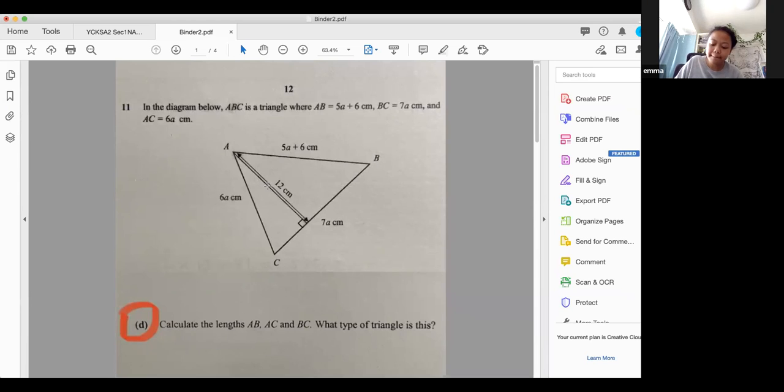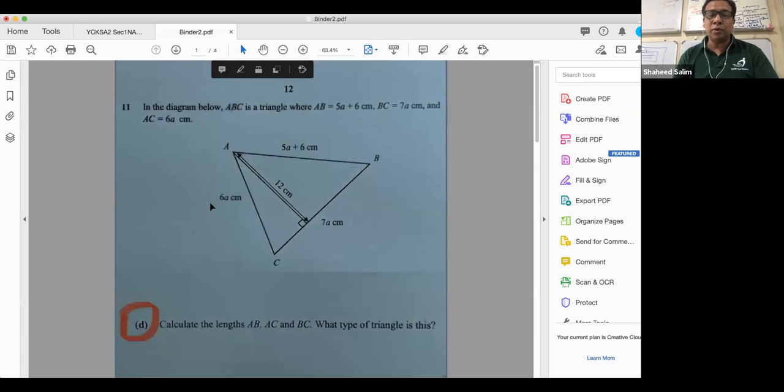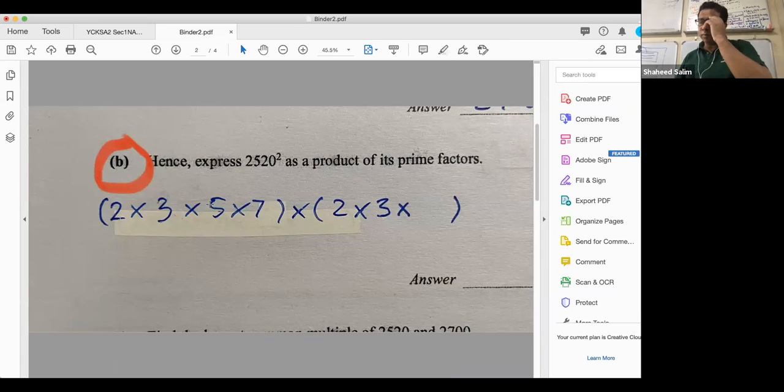Okay. So don't be surprised there are mistakes because we are all human beings. The one who doesn't make mistakes is God lah. Okay, here we go. Let's see.